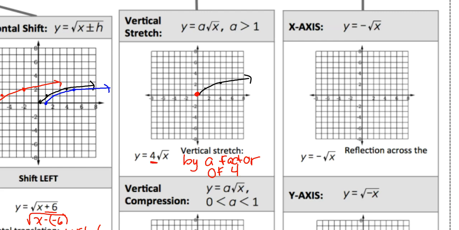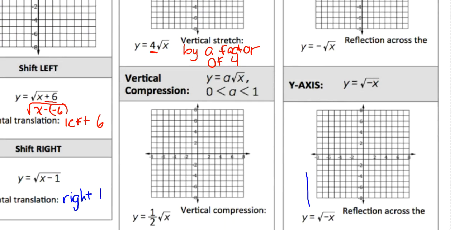So this point at 1, 1, now when I plug in a 1, then I'm going to multiply the answer by 4, so it's going to shift up here. And then same thing, when I plug in a 4, I get out a 2, and 2 times 4 is going to be 8. So now this point is way up here. So you can see it starts at the same spot, but it's stretched vertically upwards.